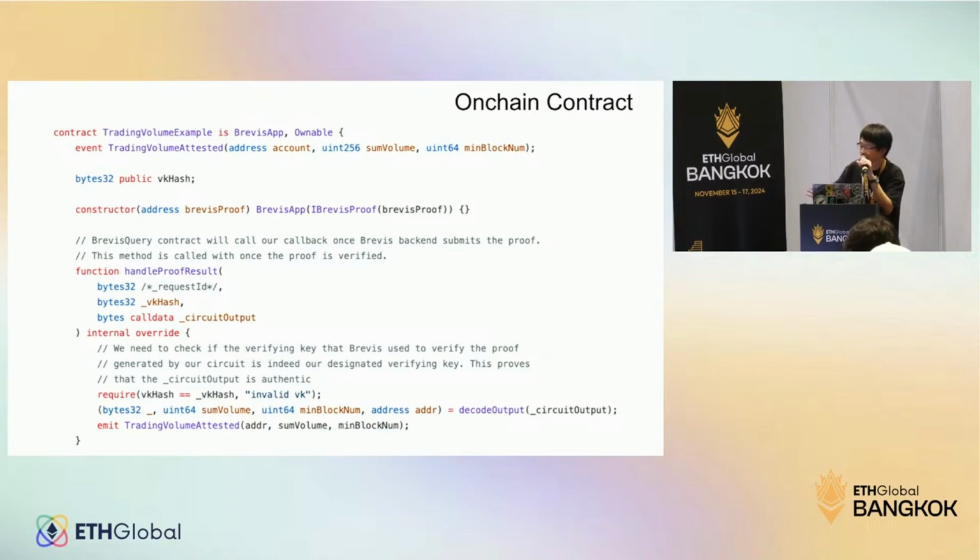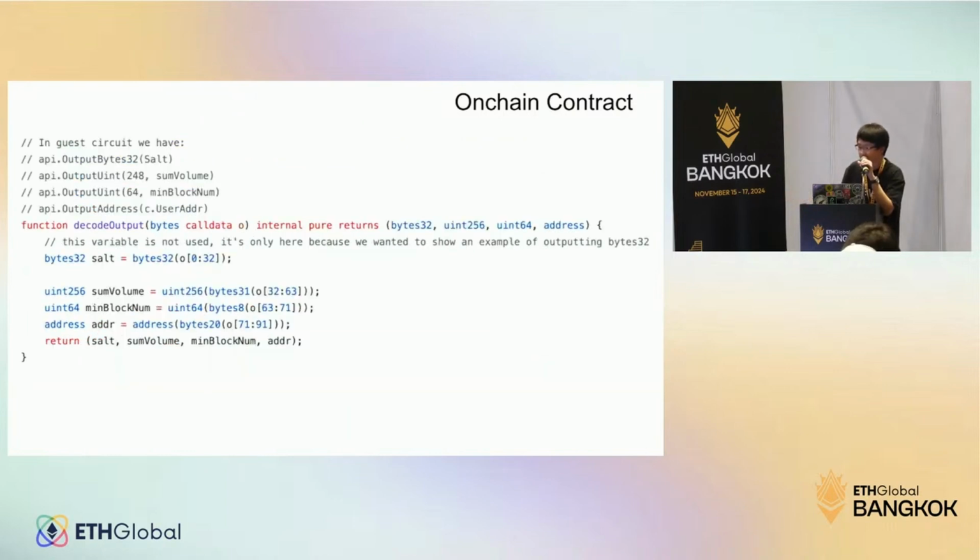In this case, we don't actually do anything with the output. We just emit a trading volume attestation. But in reality, you can do whatever. You can put all that in a Uniswap v4 hook, so you can lower the trading fee for the user. And this is the actual decode logic, which is a little bit intimidating, but it's actually quite simple if you just read through it. You basically match whatever the circuit has. In the comment section, you see all those API calls. So you're essentially just extracting different bits or bytes from the output, and you return that.